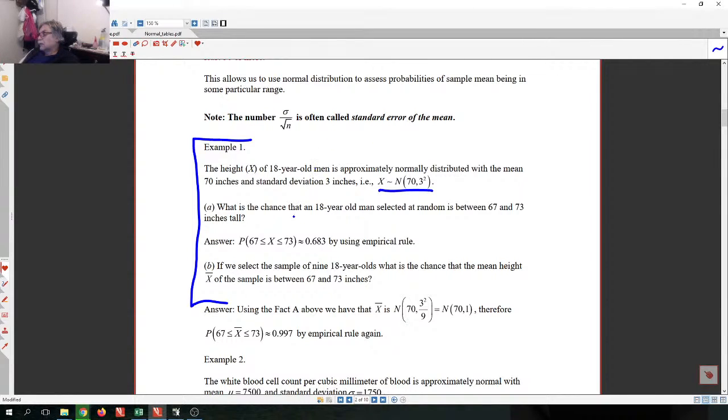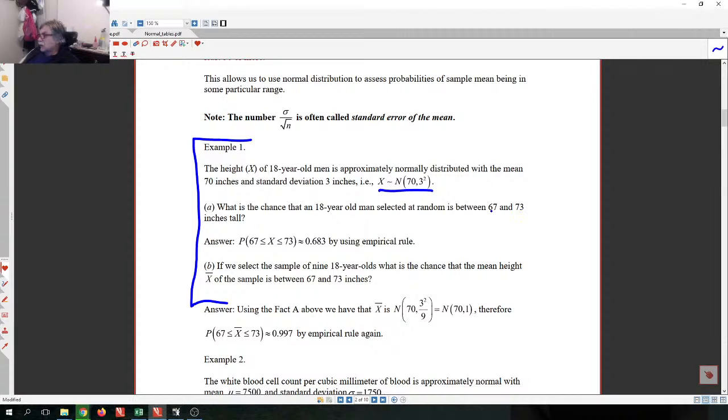Okay? Now, what is the chance that an 18-year-old male selected at random will be between 67 and 73 inches tall? Right. That's an easy answer. The question is about the standard deviation back and forth from the mean, right? The mean is 70 and the standard deviation is 3. So this is 3, or a standard deviation, less than the mean. This is 3 above the mean, 70 plus 3, 73. So that's a standard deviation above the mean.